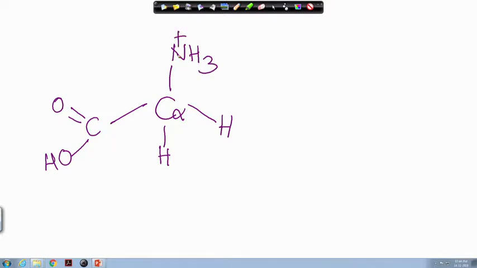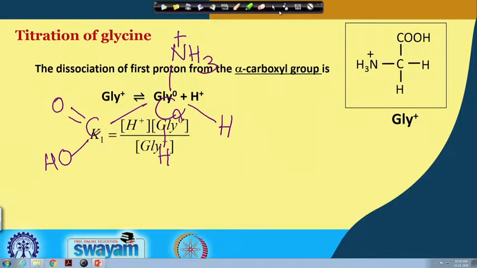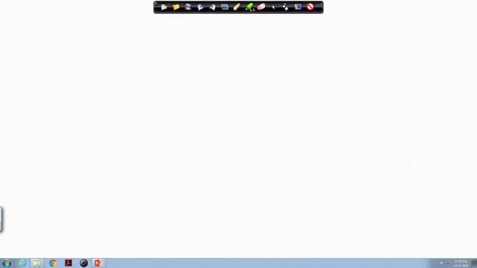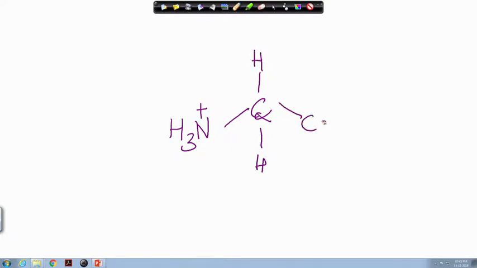So, when we consider this, we think of our structure as something like this. This is the alpha carbon, this is the R group. Now we have this proton and we have this proton. Depending upon the pKa values, the protons are going to be lost.